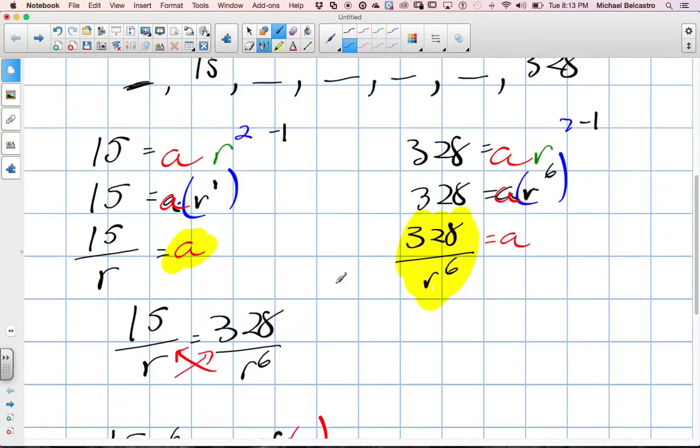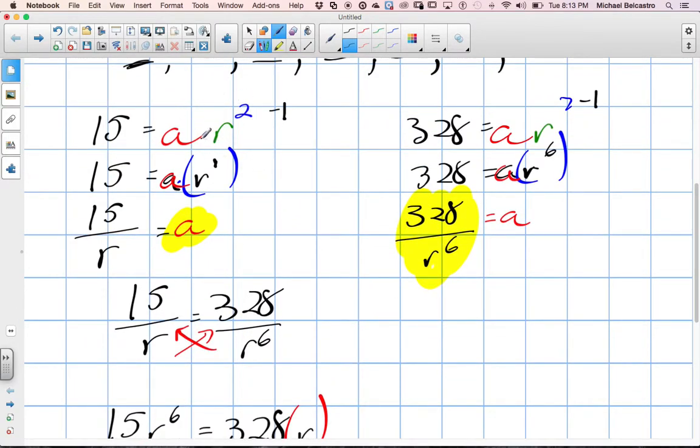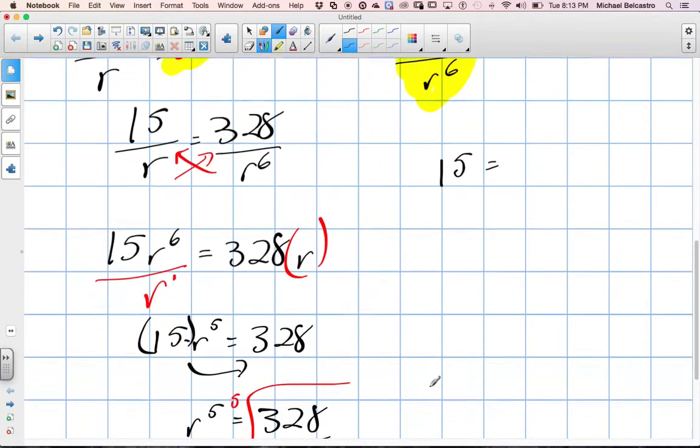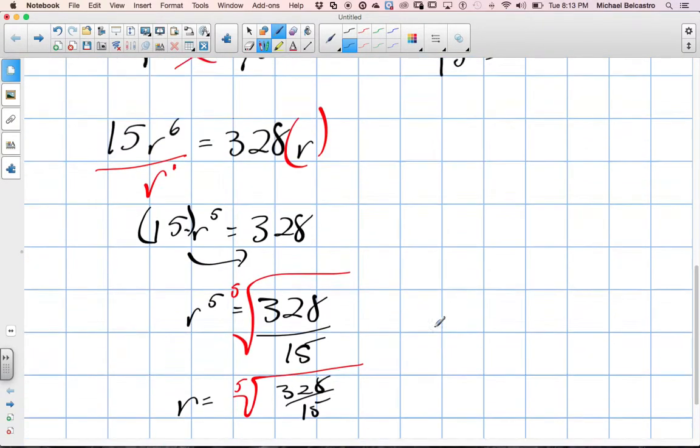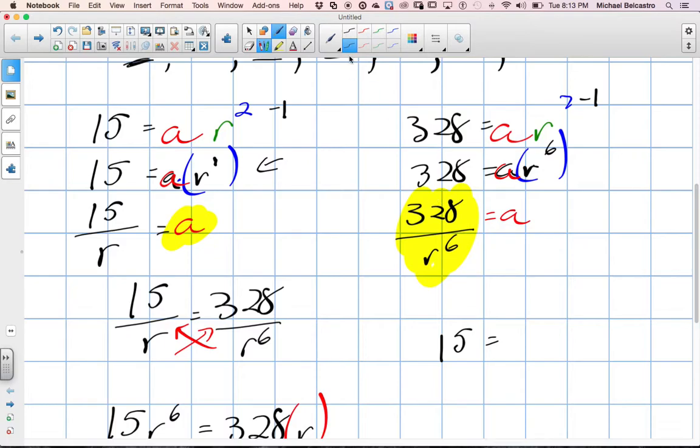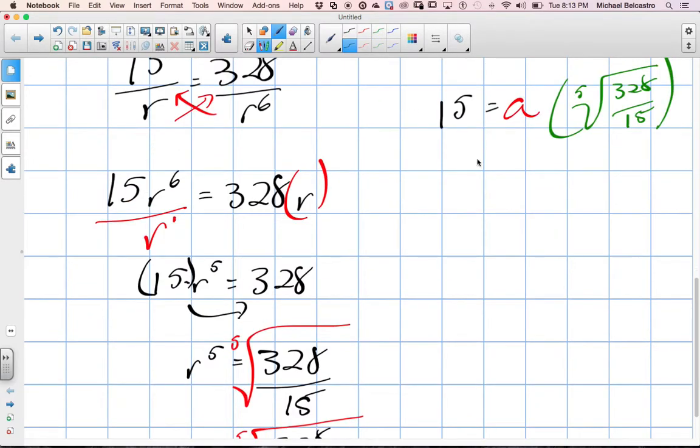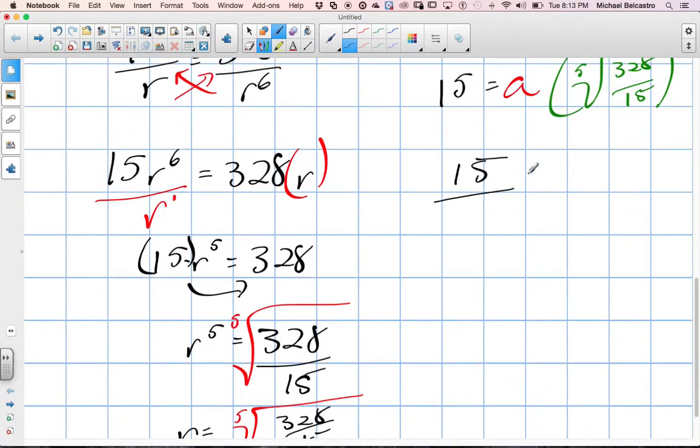So now that we have the r value, we're going to plug it into one of the equations. I'm going to plug it into this one because it's r to the power of 1, which will be the easiest. So 15 is equal to a, which is unknown, times r, and we plug in for r the 5th root of 328 over 15. So this is some number. To isolate for a, it's going to be 15 divided by that 5th root of 328 over 15.